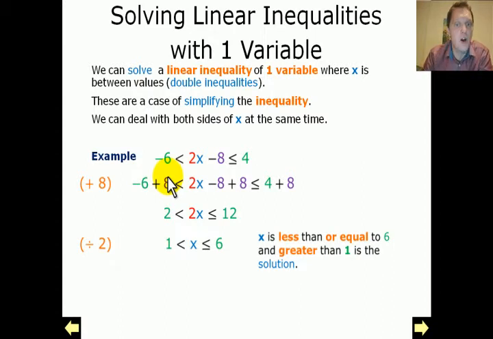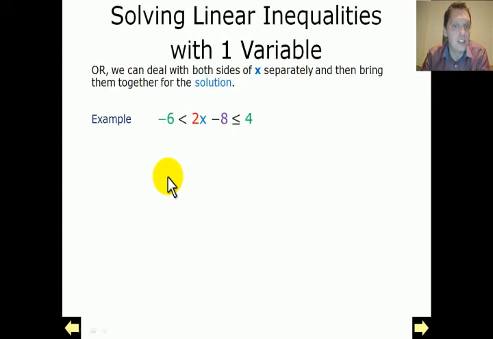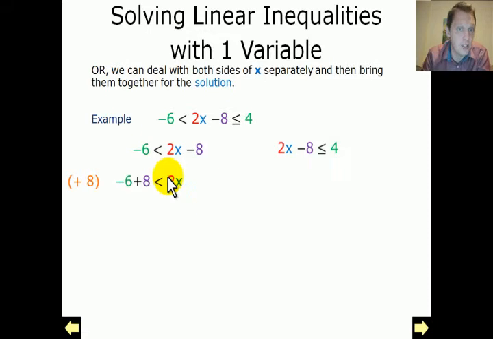equal to 6. But there is another way to do this where we can actually break this up into 2 separate parts. So I'm going to solve this part of the inequality, then I'm going to solve this part of the inequality, and then bring it together at the end. So I've got minus 6 being less than 2x minus 8. So if I add 8 to both sides, I get 2 being less than 2x. And then again dividing by 2 because I want the value of 1x. So I've got 1 is less than x.